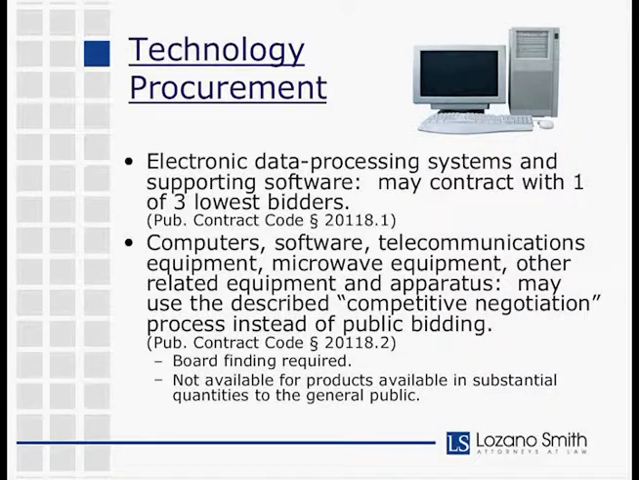The other exception is Public Contract Code 20118.2, and that section applies to the following: computers, software, telecommunications equipment, microwave equipment, and other related equipment and apparatus. So as you can see, that definition is a little bit outdated, as is much of our legal scheme with regard to technology, because as most of you probably know, technology is developing much quicker than the laws are changing. But in any case, if you have a purchase that's going to fall into that category, there's a competitive negotiation process that can be used instead of competitive bidding.